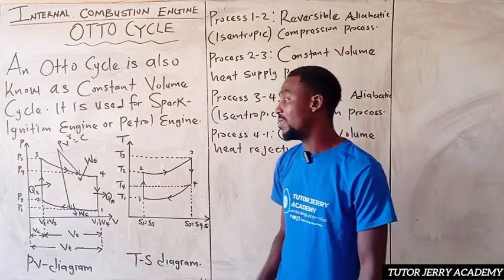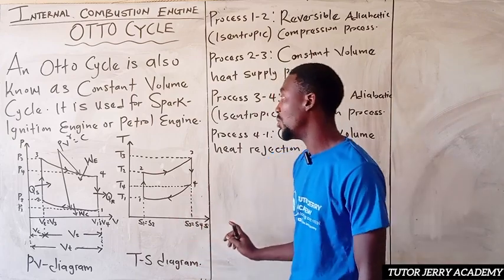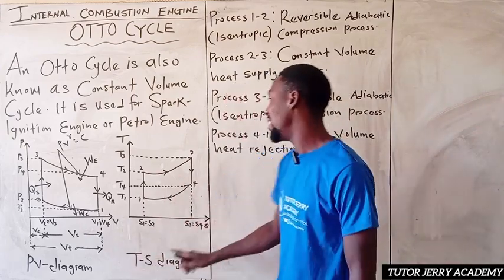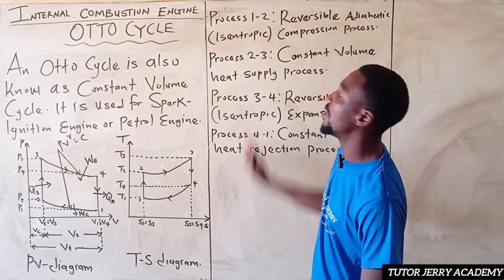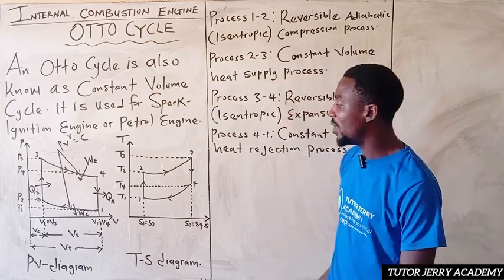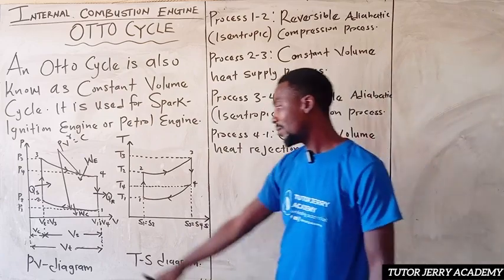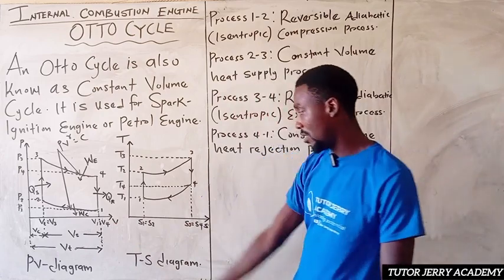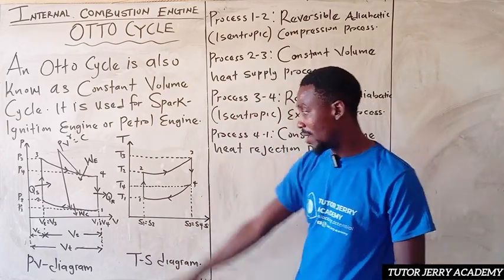All right. And the most important thing is for you to know how to draw the PV and the TS diagram, and you know all the processes. Then you know what an Otto cycle is. All right. So let's discuss our stroke volume and our clearance volume.